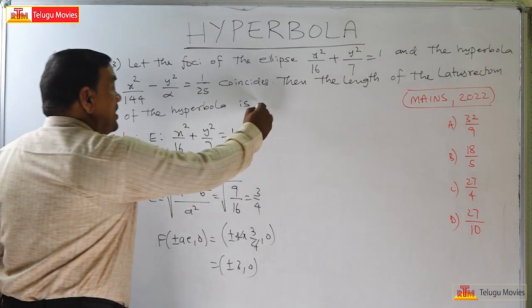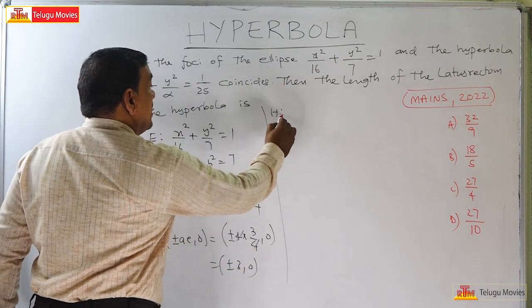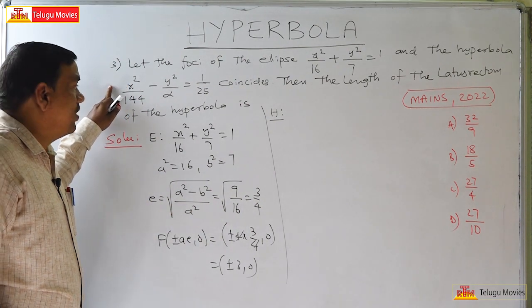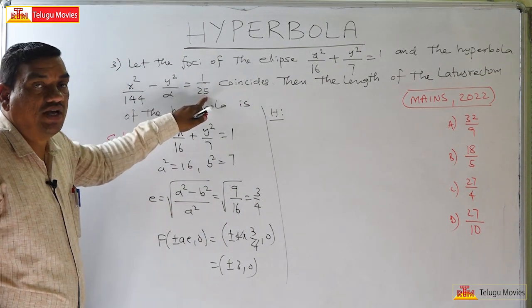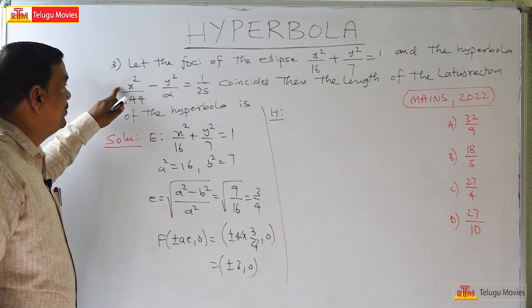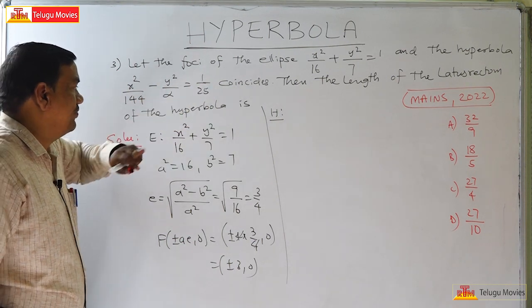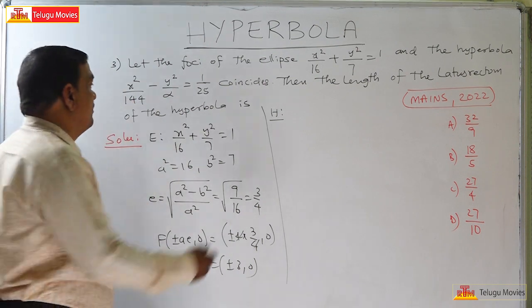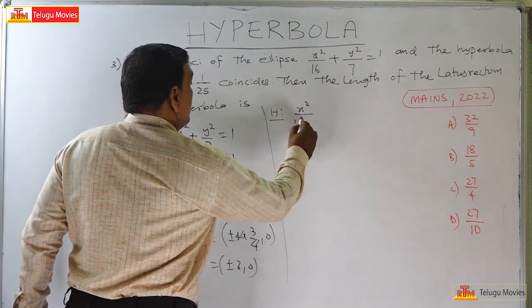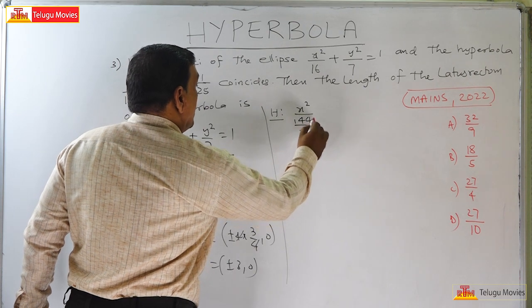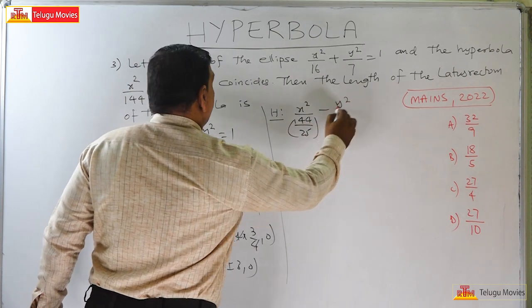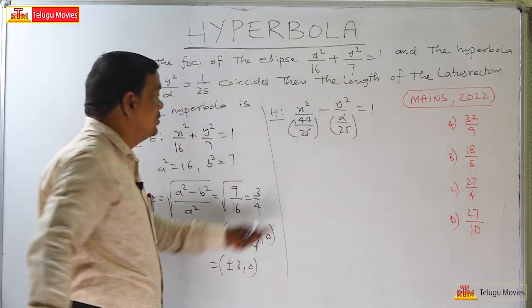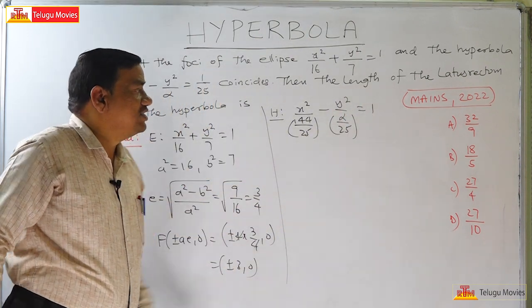Now similarly find out the foci of the hyperbola. But the hyperbola equation is not in the standard form. Here 1 by 25 is there, so that's why multiply with 25. Then the 25 cancels and 144 by 25 will come. That is x square by 144 upon 25 minus y square by alpha by 25 is equal to 1. So this is your a square value and this is your b square value.